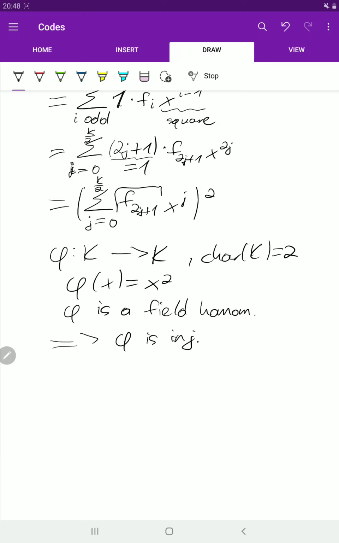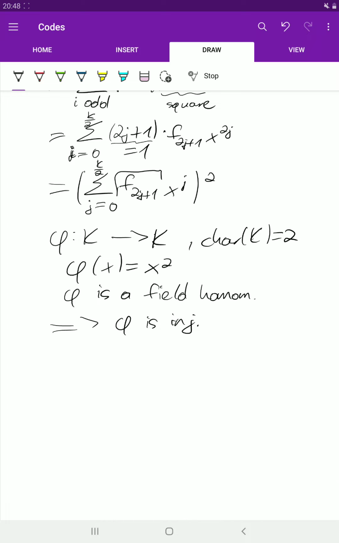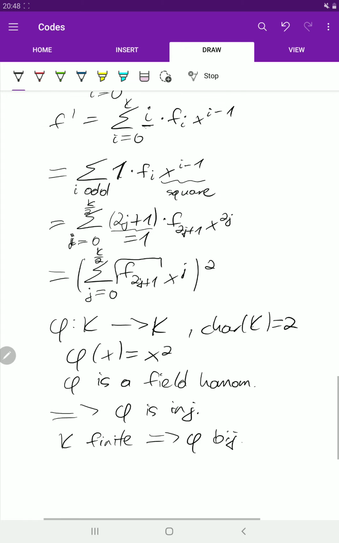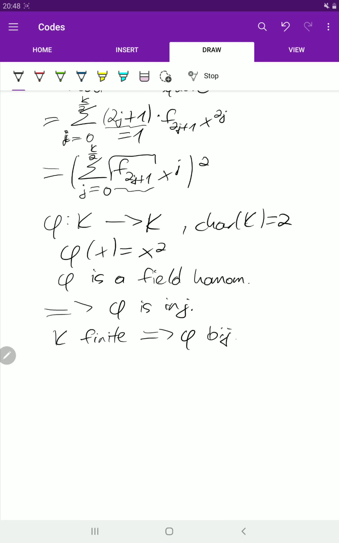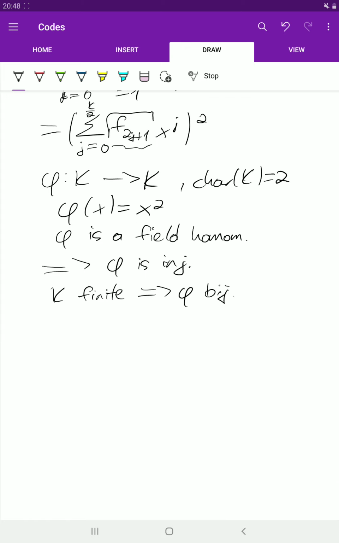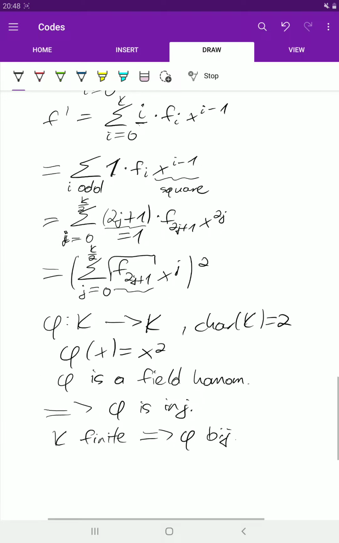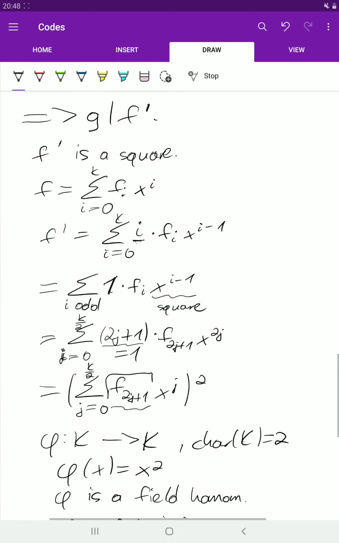And then if k is finite, we get that phi is a bijection, and in our case the fields are finite, so we get that we can take square roots here. Okay, well, that was actually a little bit more than I wanted to say about this, but now we have the complete proof that f prime is a square.